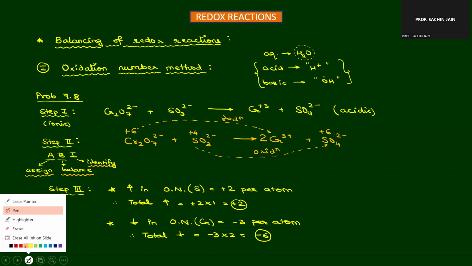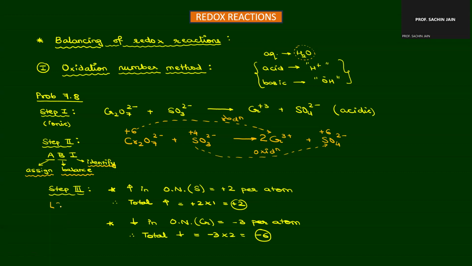Now, once you find the increase and the decrease in step 3, which I call the LCM step, take the LCM of 2 and 6, which is 6. So we have to balance the increase and the decrease. I will multiply the 2 part by 3 to make it plus 6, so that the plus 6 and the minus 6 become equal. And that is the core fundamental concept of balancing the redox.